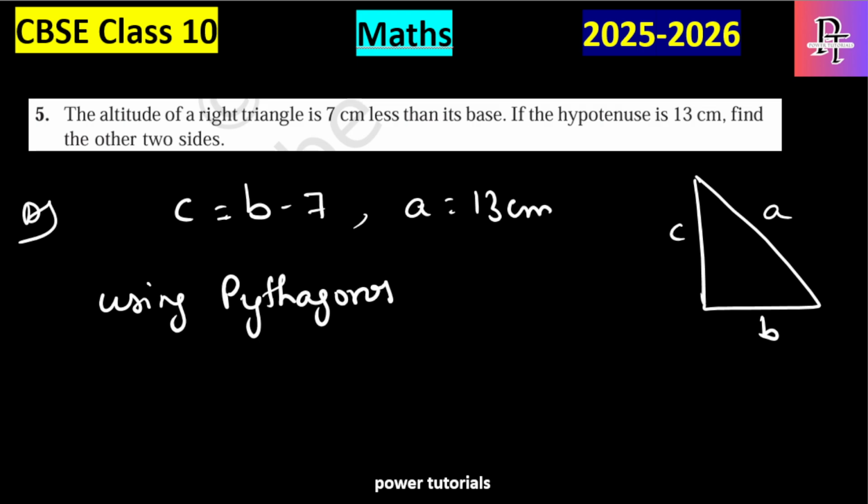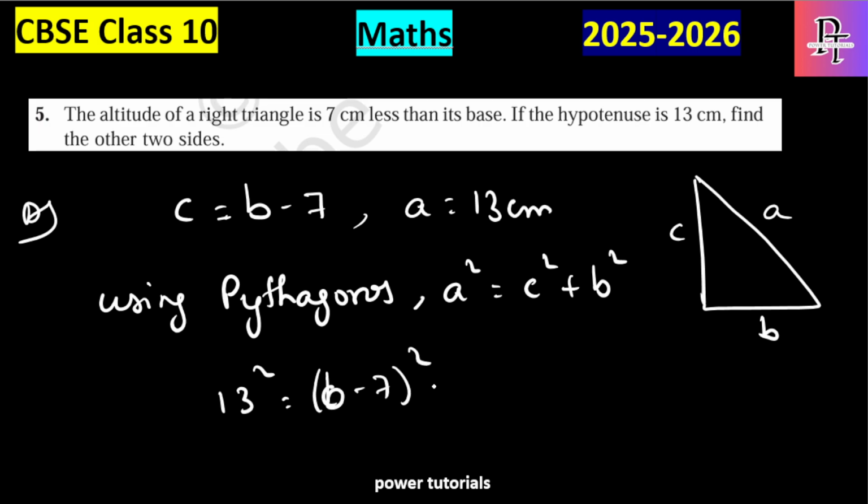So what is Pythagoras theorem? Square of hypotenuse is equal to sum of squares of other two sides. So a square we got, which is 13 square. C square, let's write it as, okay, c we need to change it to b minus 7 whole square plus b square.